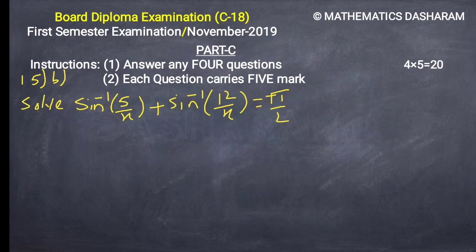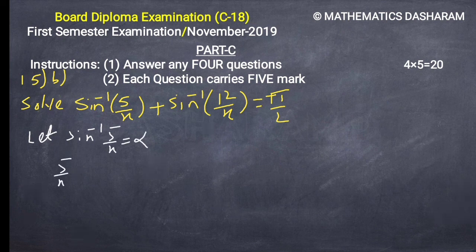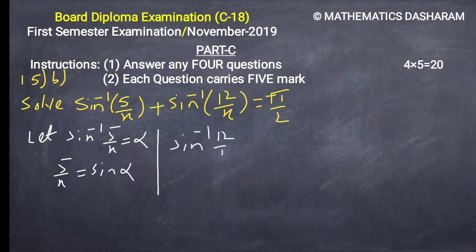Next, 2B problem: solve sine inverse 5 by x plus sine inverse 12 by x equals to pi by 2. So solve means finding the x value. So let sine inverse 5 by x equals to alpha. So then 5 by x equals to sine alpha. Next, sine inverse 12 by x equals to beta. So then 12 by x equals to sine beta.